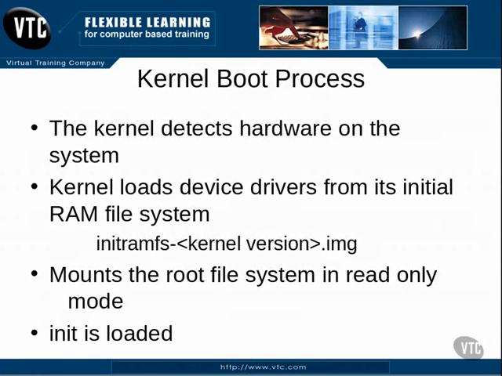After the Linux kernel gets control of the boot process from Grub, it then detects the hardware that is installed on the system and loads its RAM file system from the system boot partition. This RAM file system contains device drivers and other important script and binary utilities that aid in the system boot process. The RAM file system file name begins with initramfs, then the kernel version number, followed by .img.